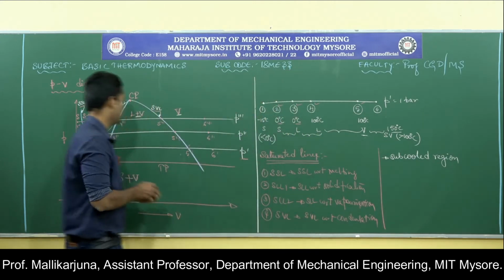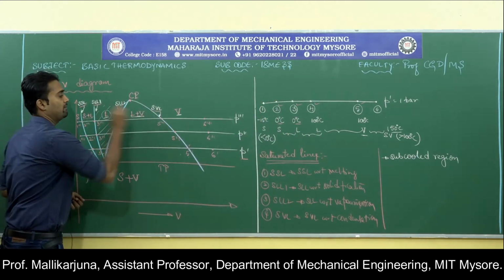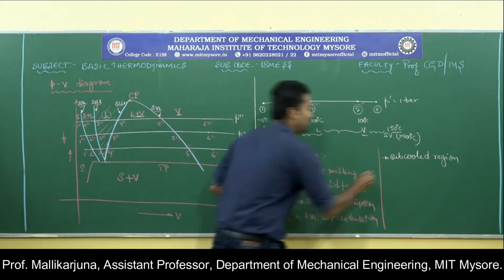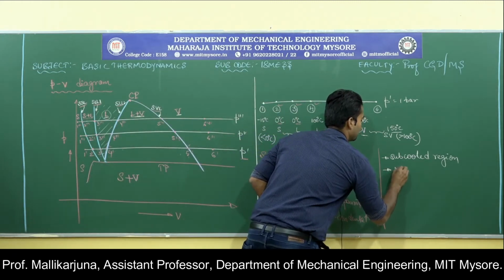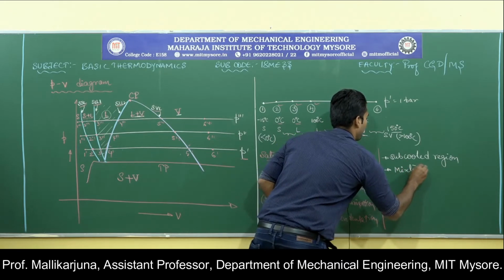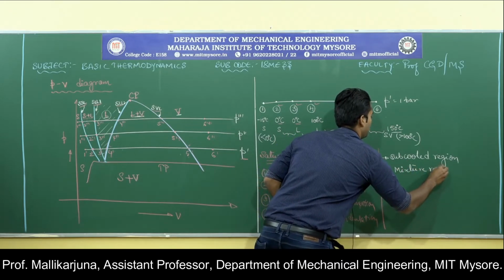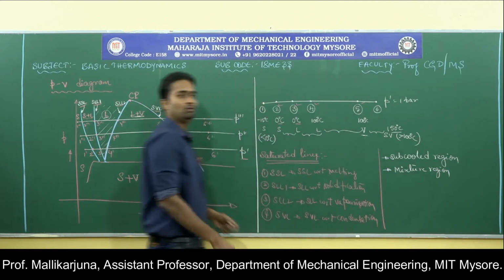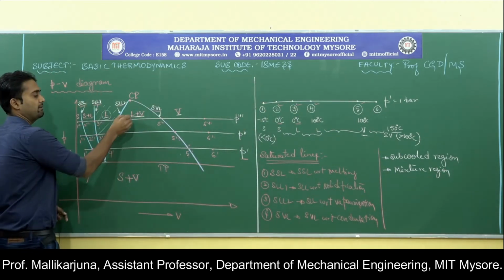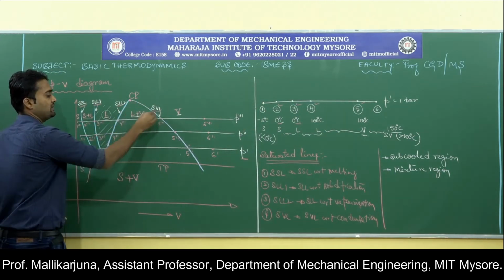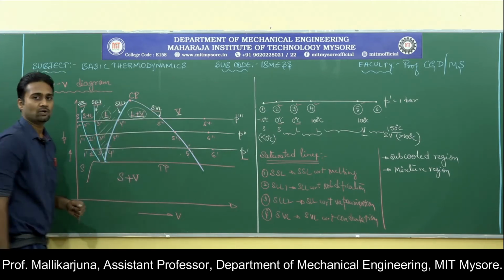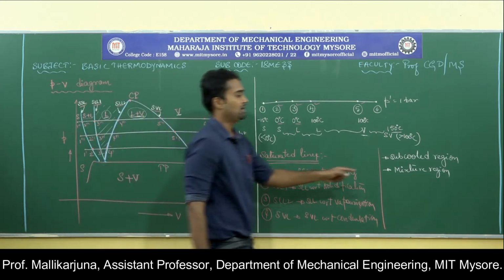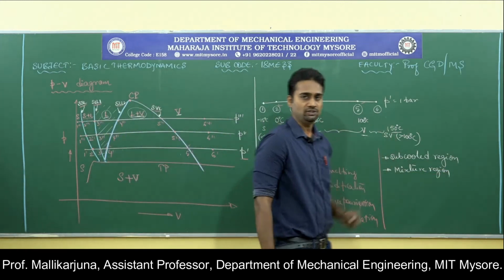The next region is this region, liquid plus vapor, which is nothing but the mixture region. Mixture region in the sense, if you look onto any pressures, P dash, P double dash, P triple dash, at all the pressures inside this dome, I will be having liquid plus vapor. Such a region is called the mixture region.